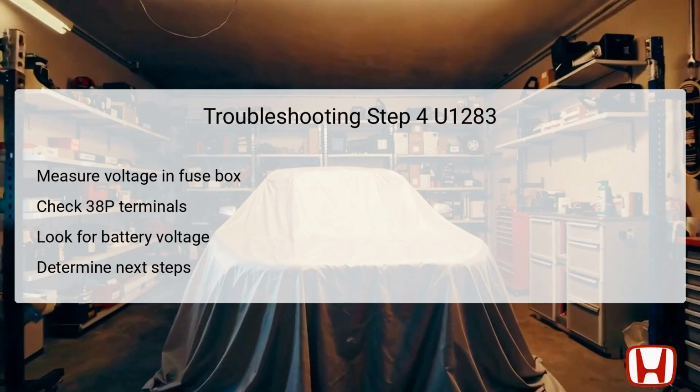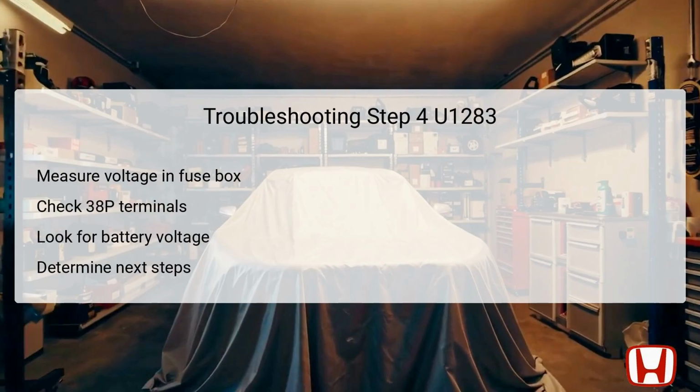relay box connector A, 38P. Specifically, you will look at terminals number 14 and number 35. It is crucial to determine whether you are receiving battery voltage at these terminals. If battery voltage is confirmed, it suggests that the power supply to this part of the circuit is functioning as intended, allowing you to proceed further.